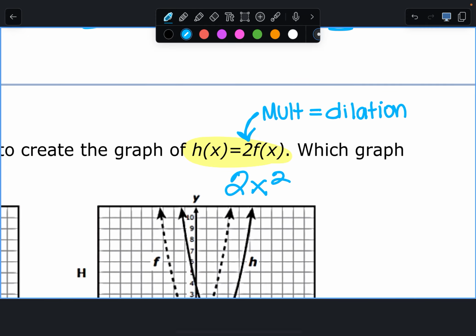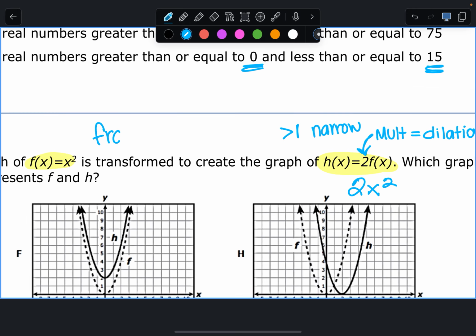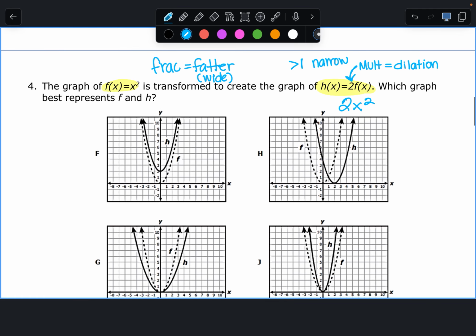Now, 2 is a number greater than 1. So a number greater than 1 is going to make it what? Narrow. Always remember, fractions are smaller than 1, yes? Fractions make it fatter, meaning wide. Fractions make it fatter, but this one is a number bigger than 1, so it's going to make it narrow. And we're going to go from dash to solid. So which one gets narrow from dash to solid? J.